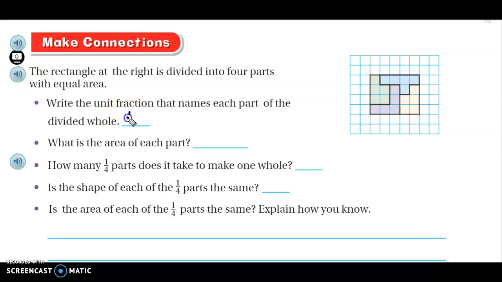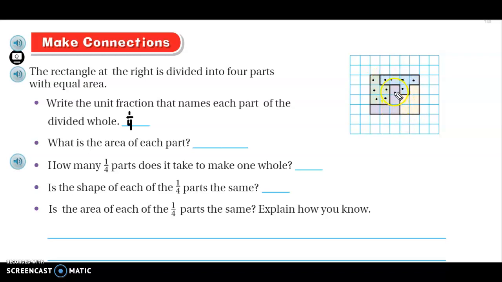I'm going to answer here 1/4 again, the best I can. I know it's small. All right. So what is the area of each part? All right, so here we have our square units. The area of each part, we just have to count the squares. If I count those squares, each one is going to have 1, 2, 3, 4, 5.